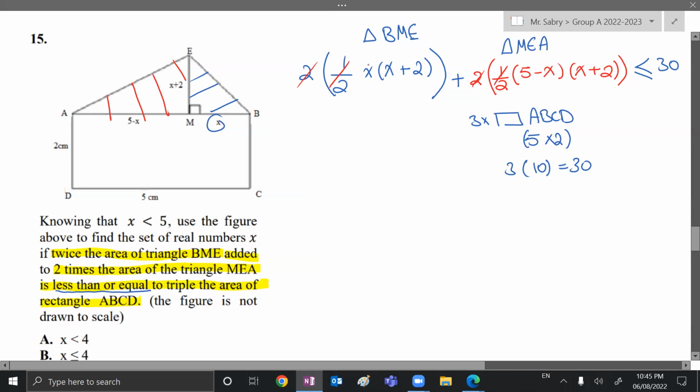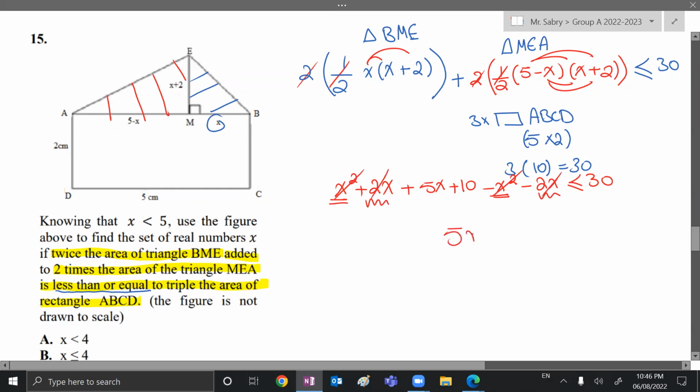So now I have this x to be distributed here, which will give me x squared plus 2x, and then these two brackets multiplied must be distributed this way. 5 times x is just 5x. 5 times 2 is just 10. Then negative x times x is negative x squared. Negative x times 2 is negative 2x. All of this is still less than or equal to 30. Now like terms together: x squared and negative x squared will cancel each other, then negative 2x and positive 2x will cancel as well. I'll just have left 5x plus 10 less than or equal to 30.